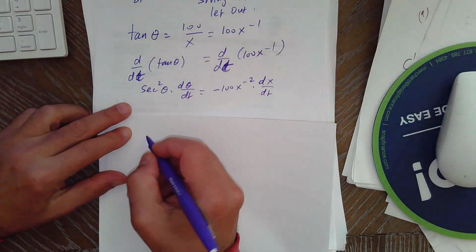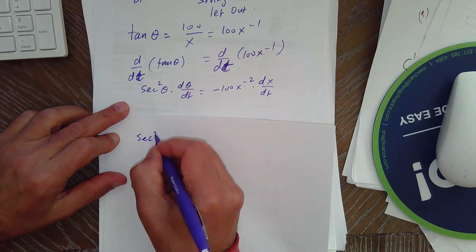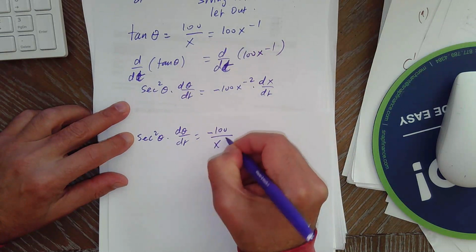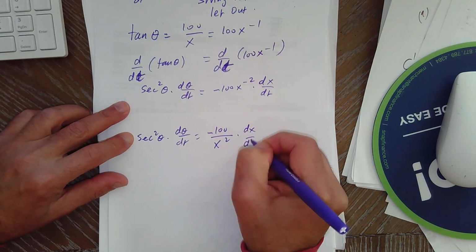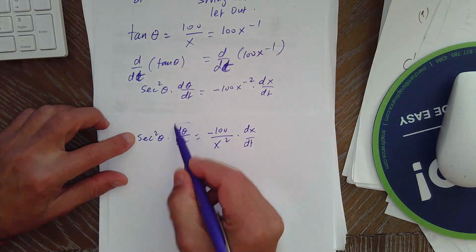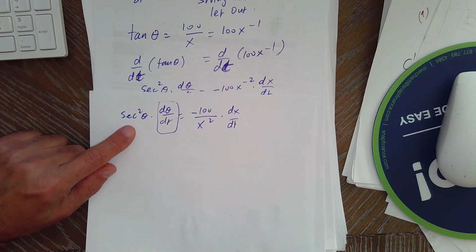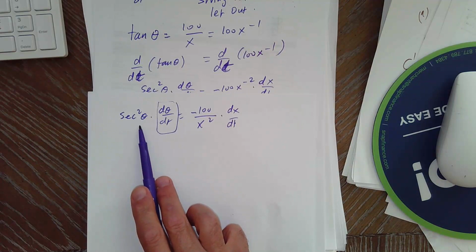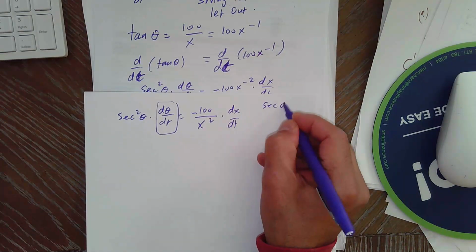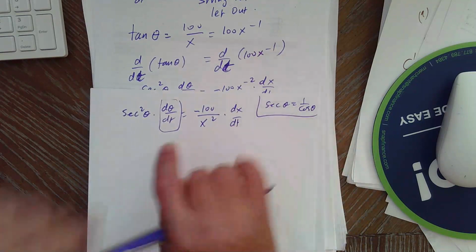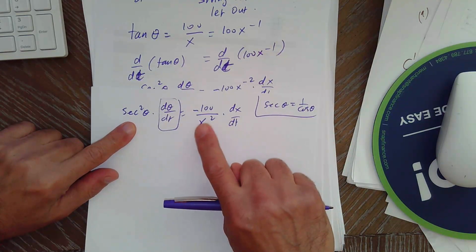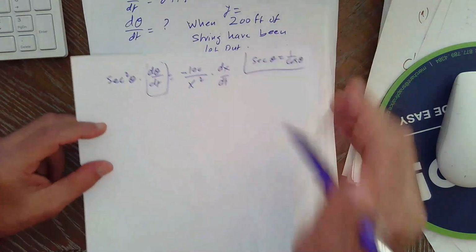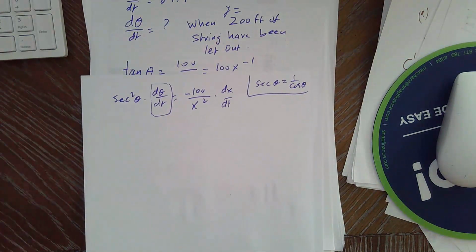So secant squared theta times d theta by dt equals negative 100 over x squared times dx by dt. Now d theta by dt is the unknown, so we want to figure that out. We don't have theta, so we need cosine theta to get secant, because secant is 1 over cosine. So we don't really need theta, we need cosine theta. And we have dx by dt, and we don't have x, we have y. So we've got to find cosine theta and we've got to find x.